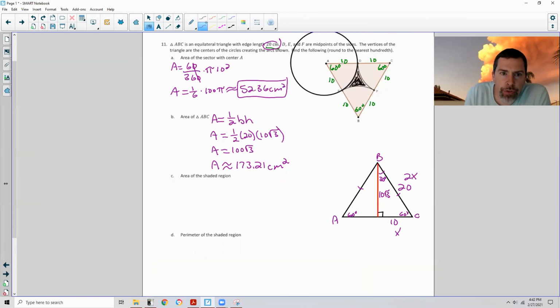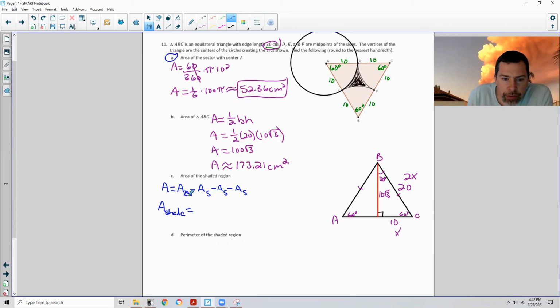Okay, so now we're looking for the area of the shaded region here. If I find the area of one sector, which we did right here in part A, and there are 3 of them, then the area of the shaded region is going to equal the area of the triangle minus the area of the sector minus the area of the sector minus the area of the sector. So it's this, this, and this taken away from the whole thing. So the area of the shaded region I'll put, and that should be there as well.